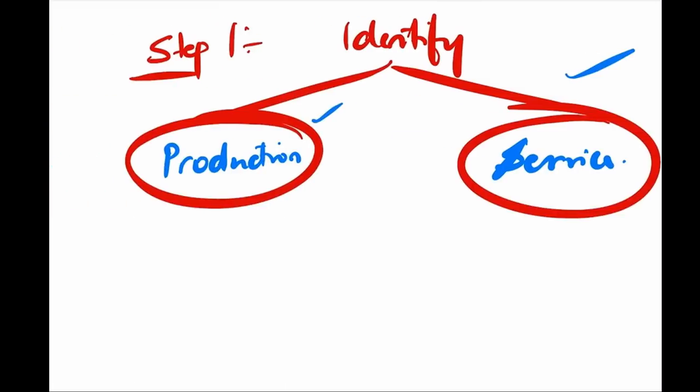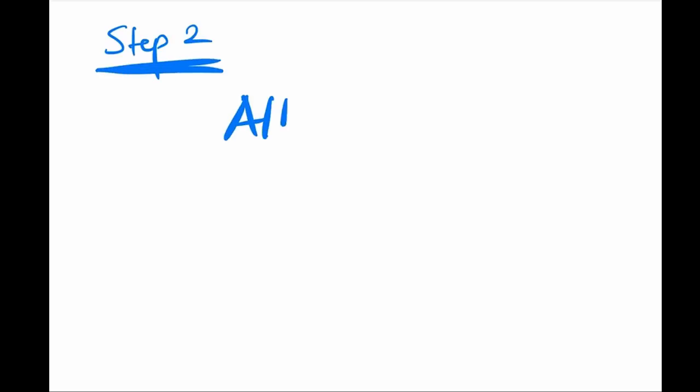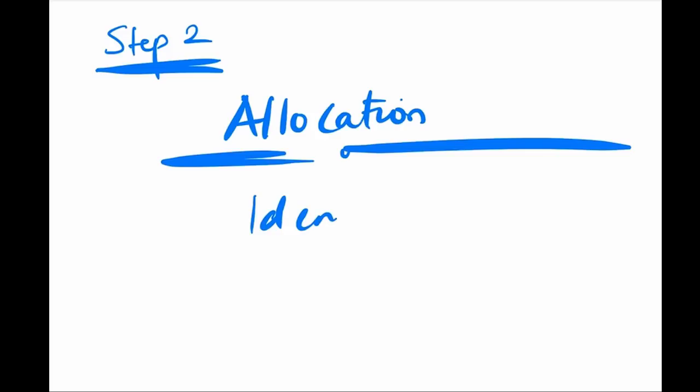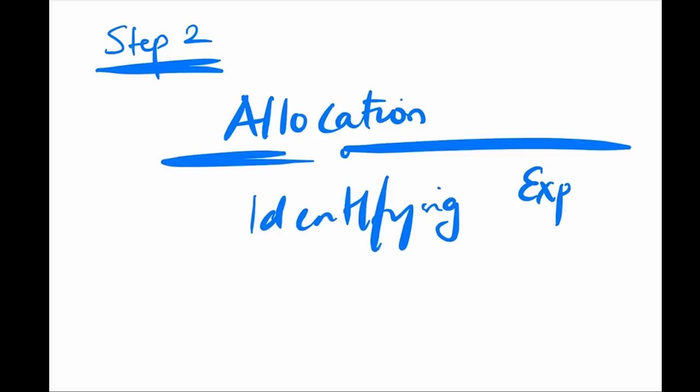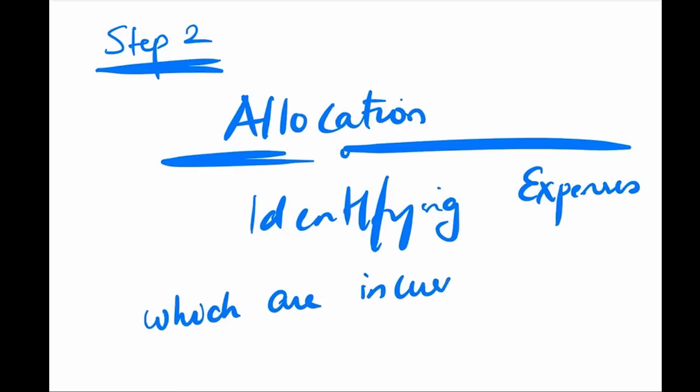Second step, now step 2. Step 2, we call it as allocation. Now what is this allocation? Allocation basically means identifying expenses which are incurred specifically by each cost center.